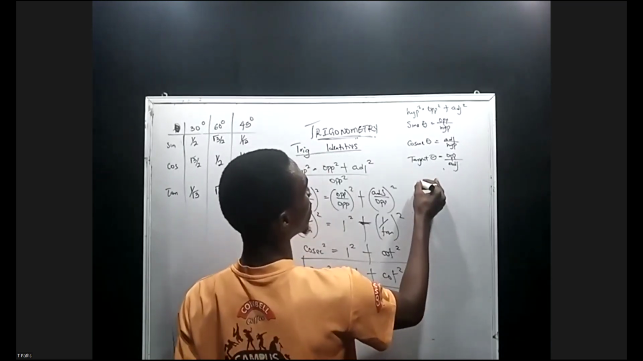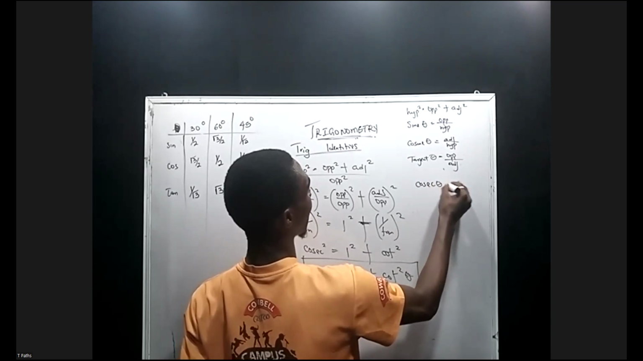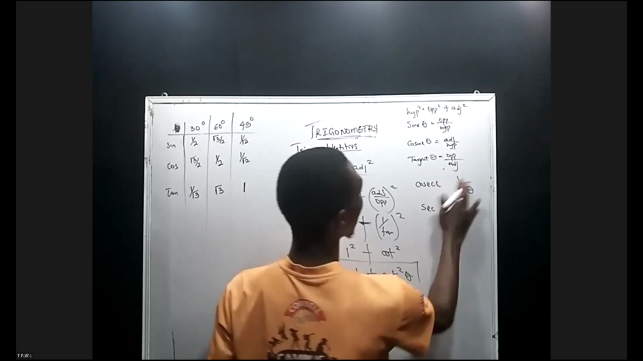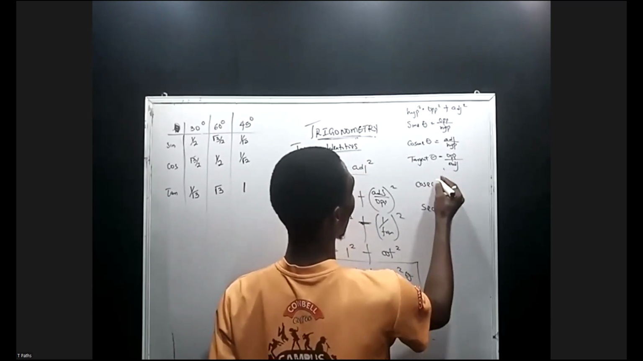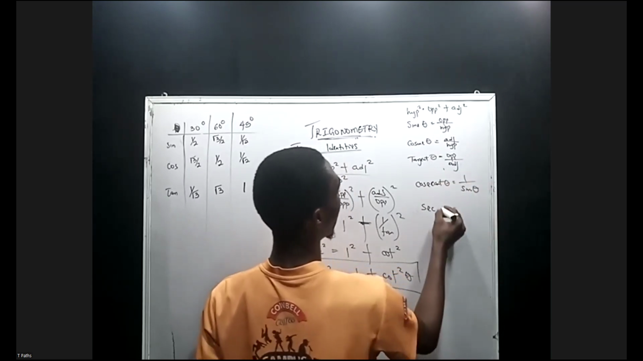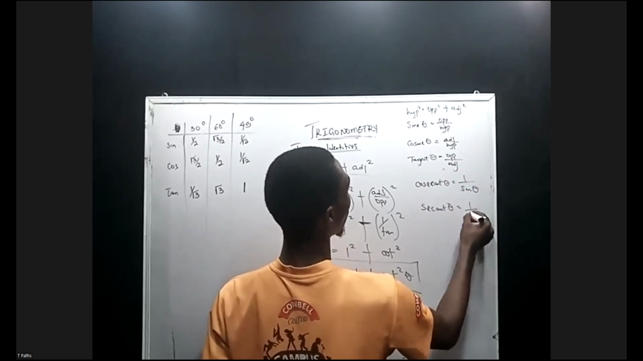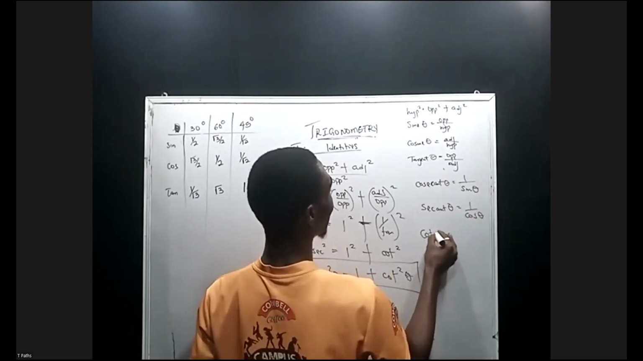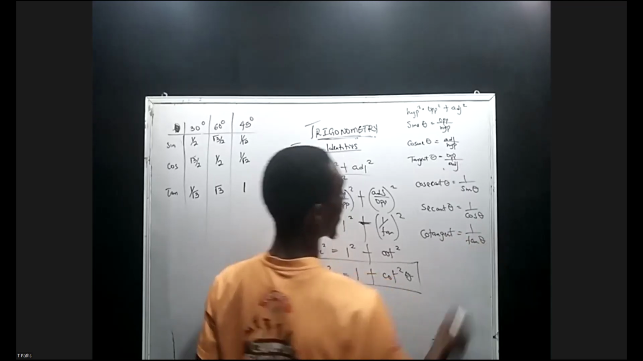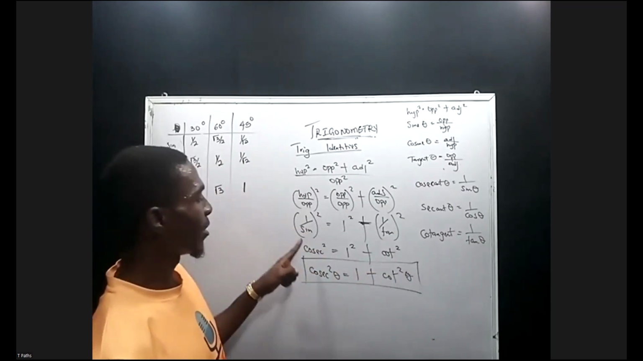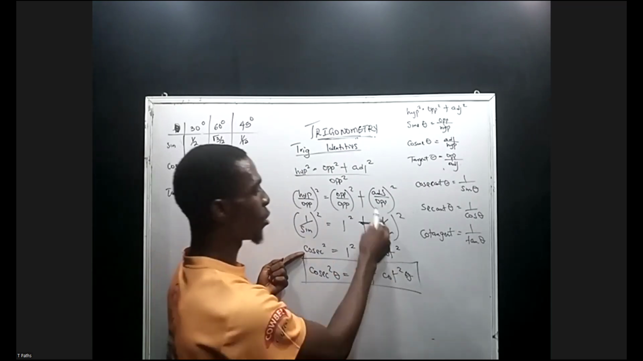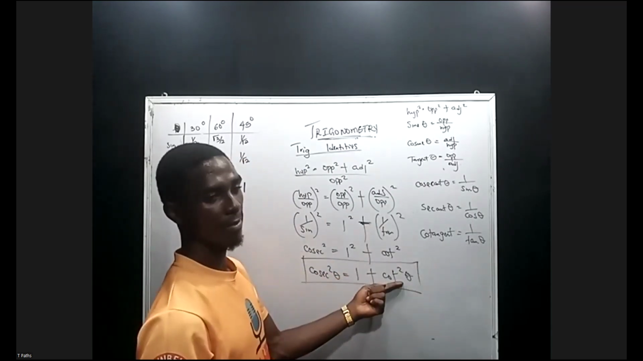So here becomes cosec. Cosecant theta equals 1 over sine theta. Secant theta equals 1 over cos theta. Then cotangent equals 1 over tan theta. These are what I am introducing here. 1 over sine is cosec, 1 over tan is cotangent, this is the cot. Is it clear now?